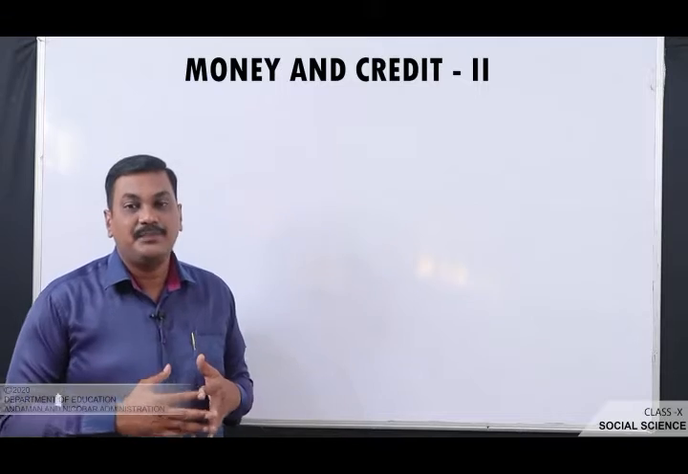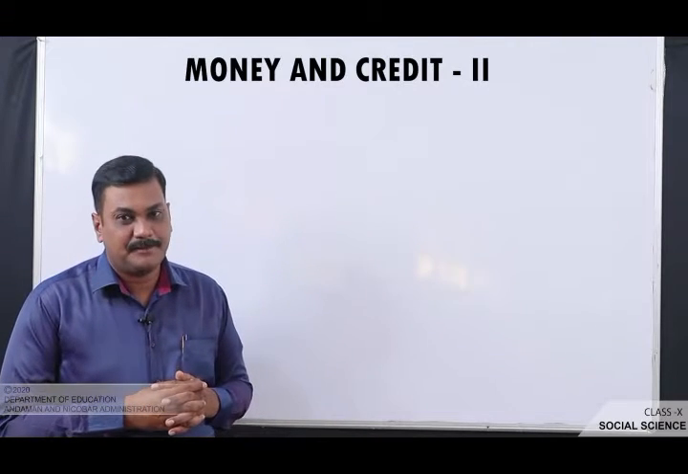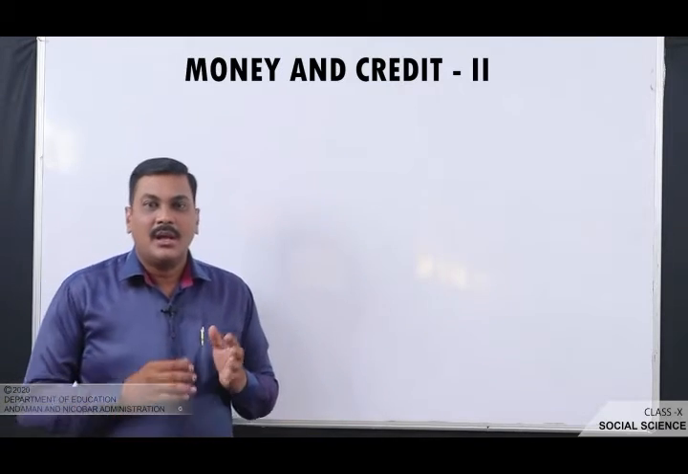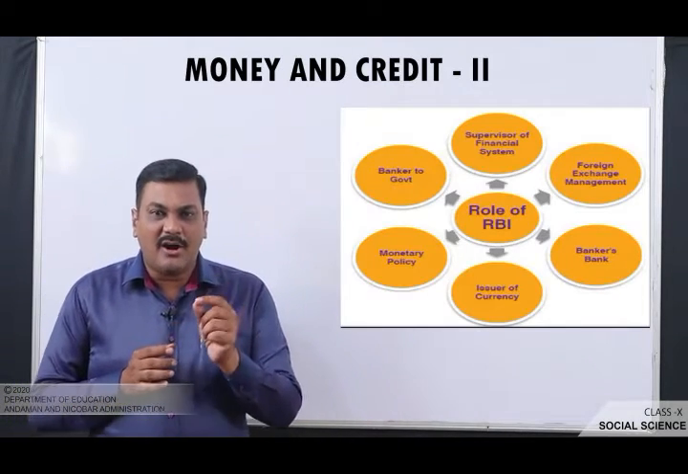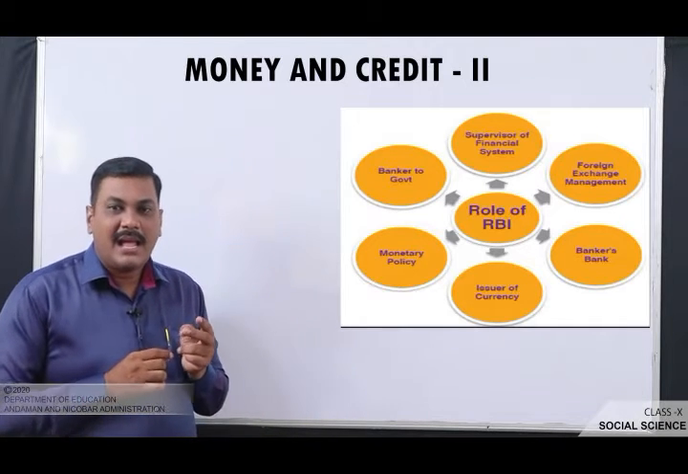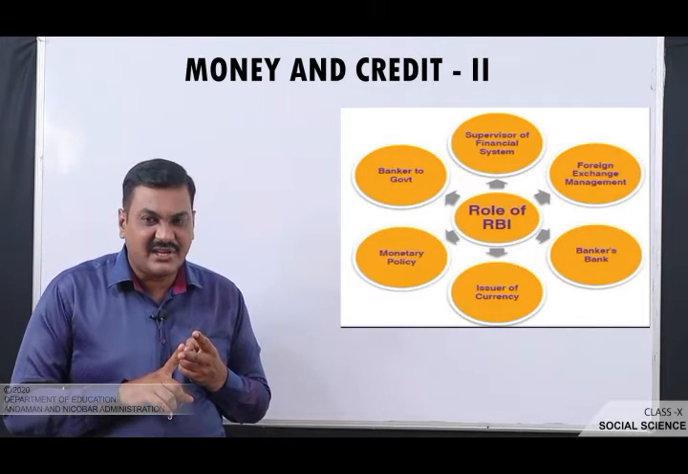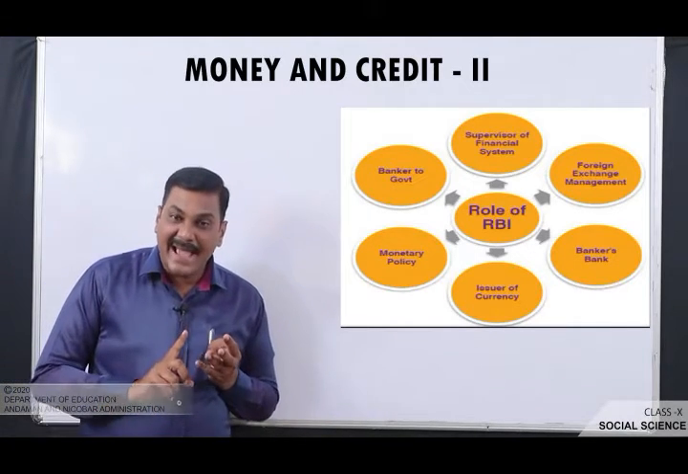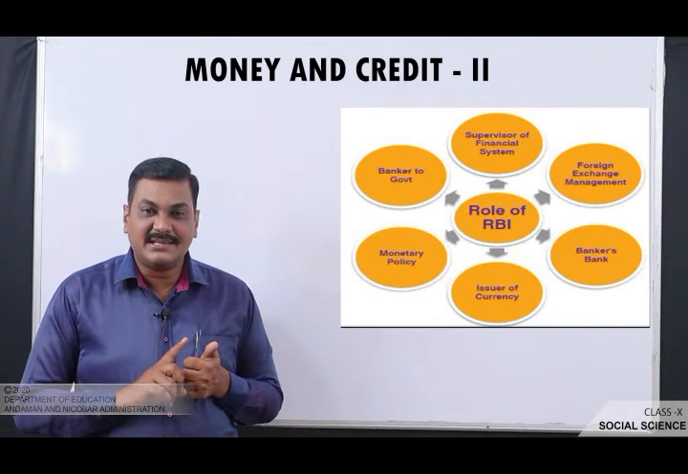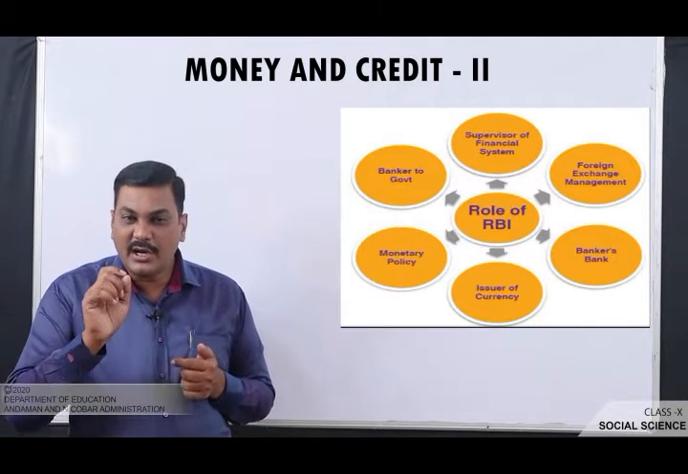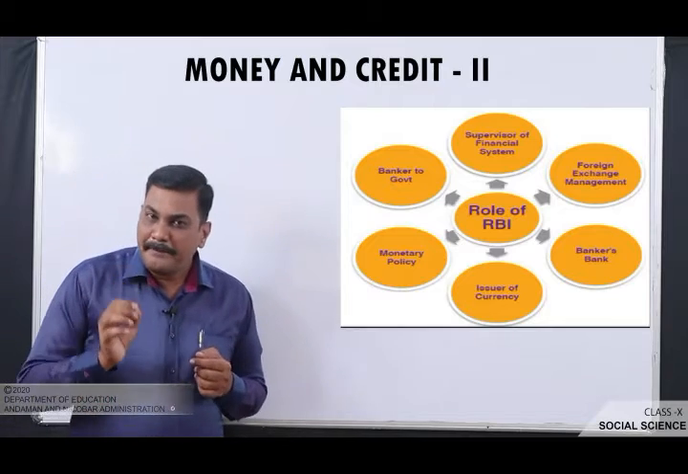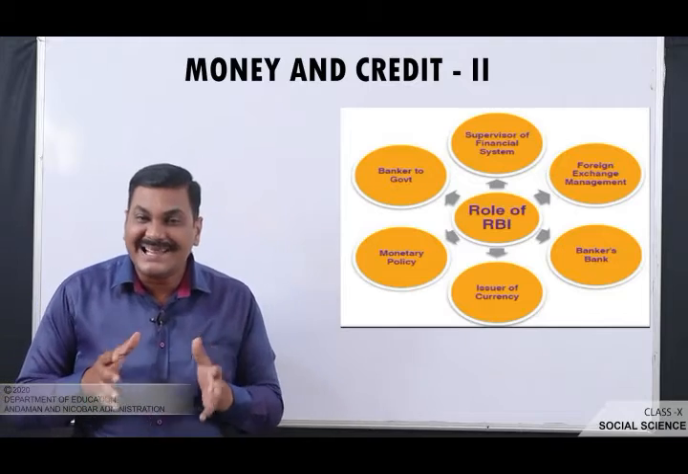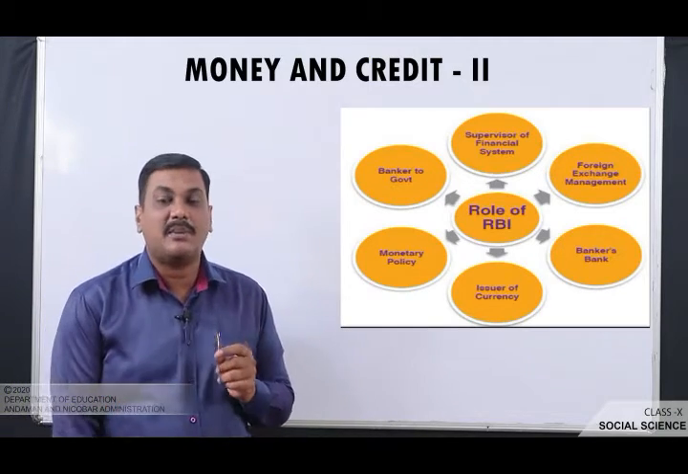Children, we see here what the role of RBI, Reserve Bank of India, is, and how the banks function. So here, supervisor of financial system, and the second function is foreign exchange management, bankers bank, issue of currency and monetary policy, banker to government. So these are the 6 major functions which the RBI performs.